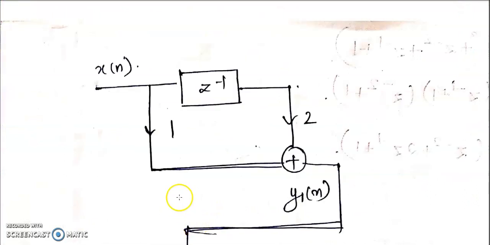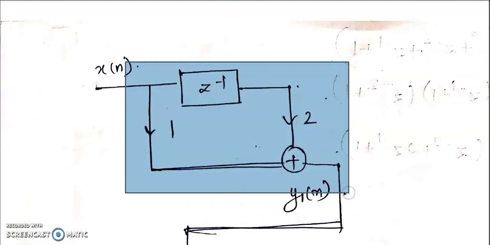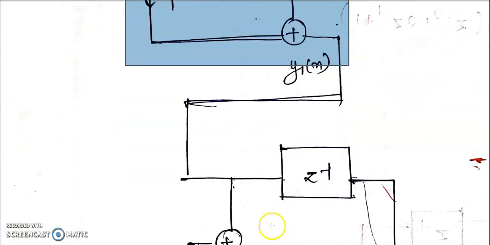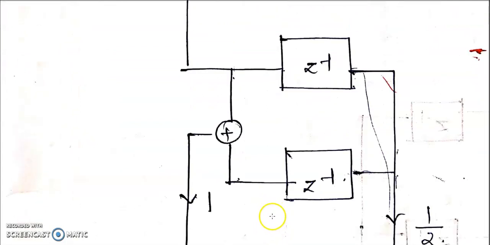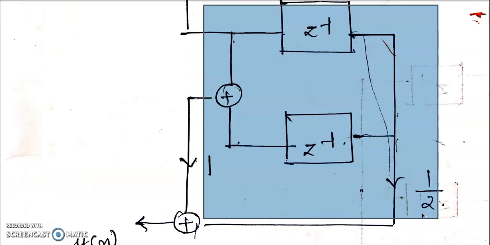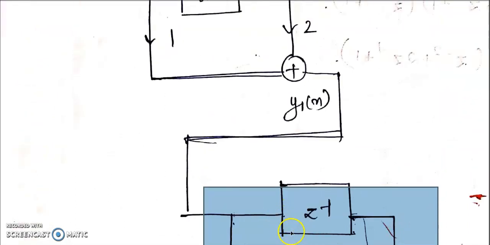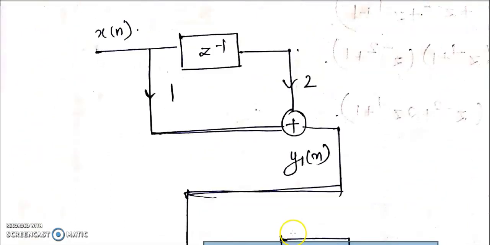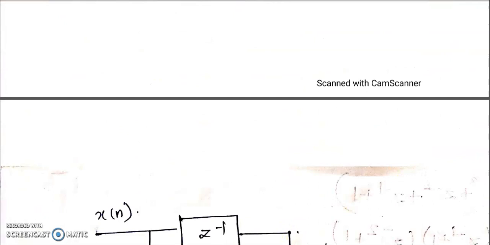You can check it. This is h1 of z. We use the direct form method. In order to reduce the number of multipliers, we go for the linear phase realization. h2 of z is realized as a linear phase filter, and we cascade h1 of z and h2 of z. You will get the net resultant function. Okay, that's all. Thank you.